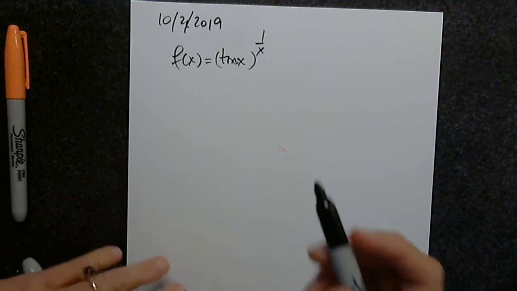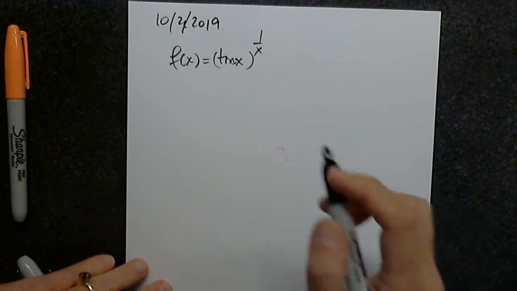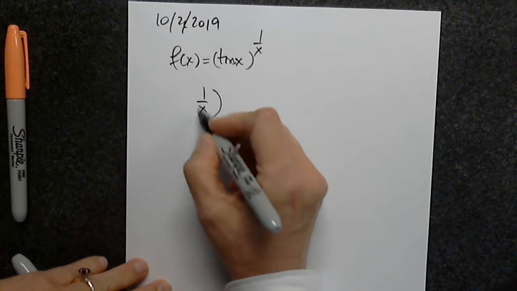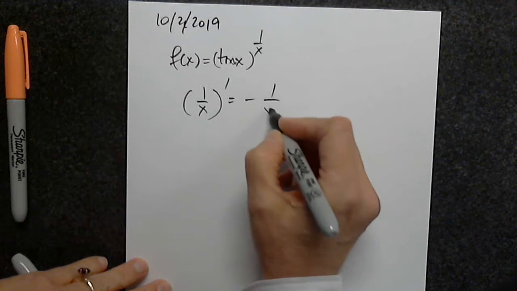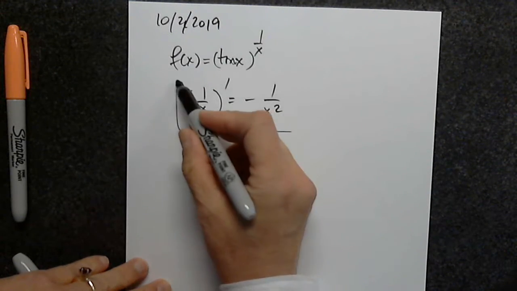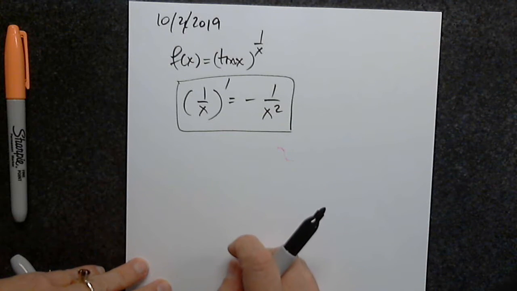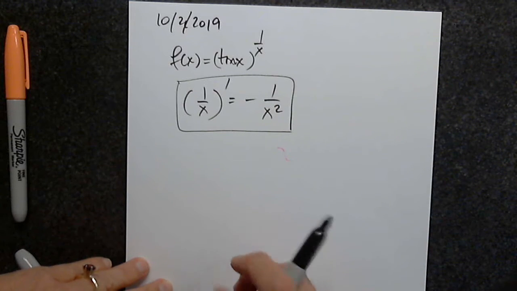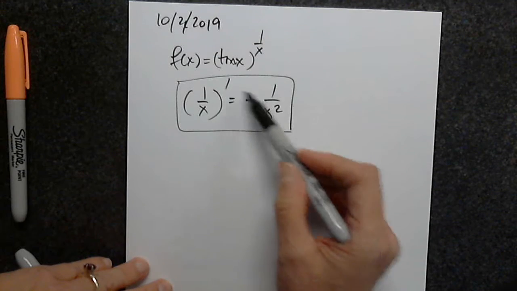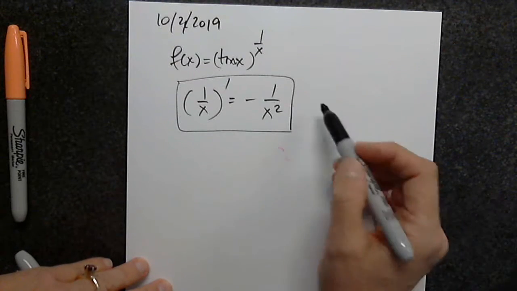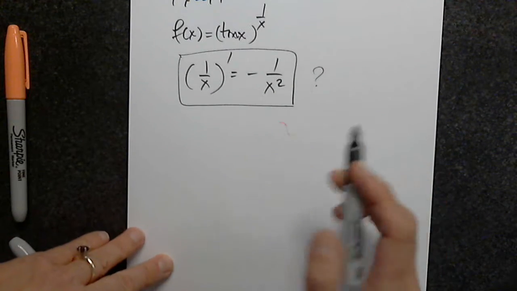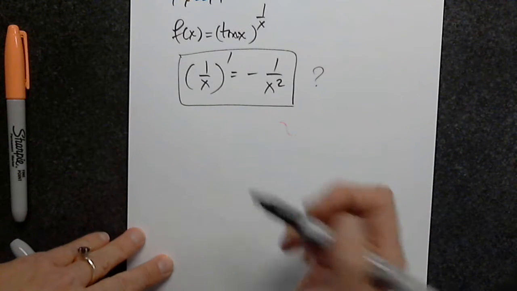Also, what I would like us to remember moving forward is that the derivative of 1 over x is negative 1 over x squared. This will help us in the future, especially in chapter 5. So please remember, when we differentiate 1 over x, we get negative 1 over x squared. You can say, how come? Okay, let's do this one time, step by step.